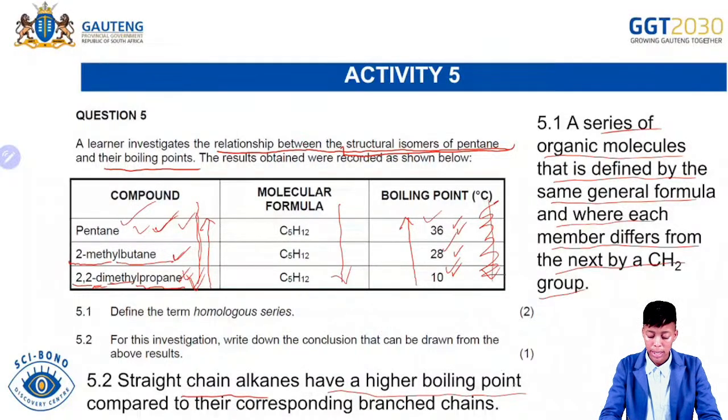So straight chain alkanes have a higher boiling point as compared to their corresponding branch chains. As compared to these two, the straight chain has a higher boiling point. So that is what we can conclude from this investigation.